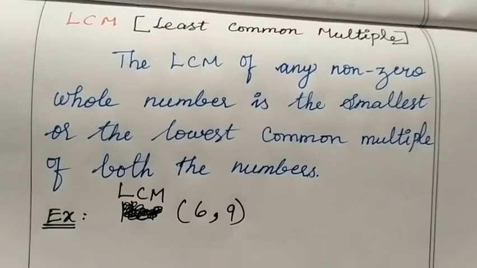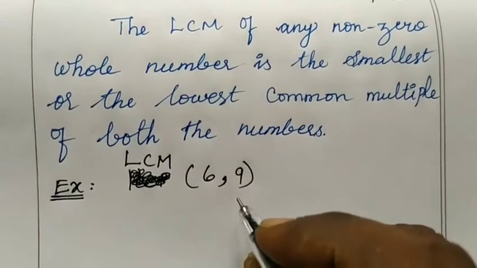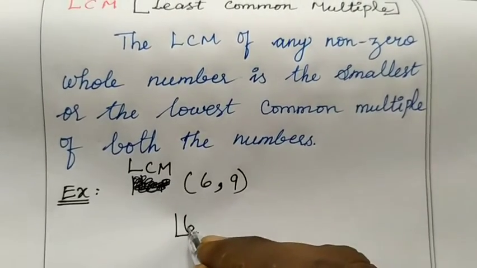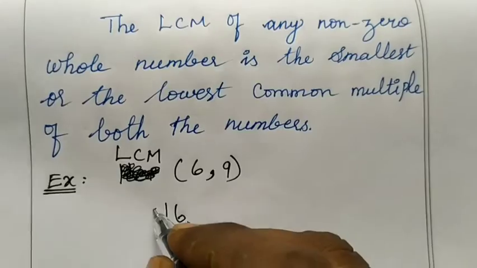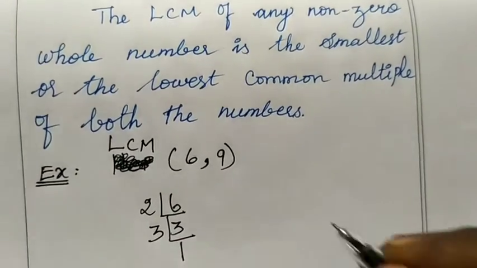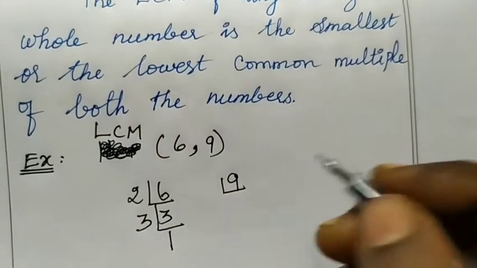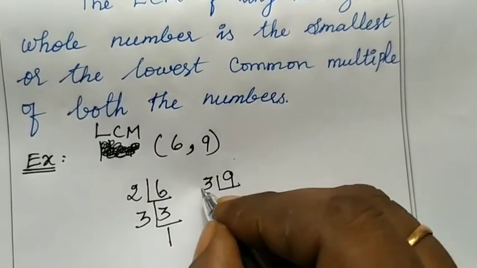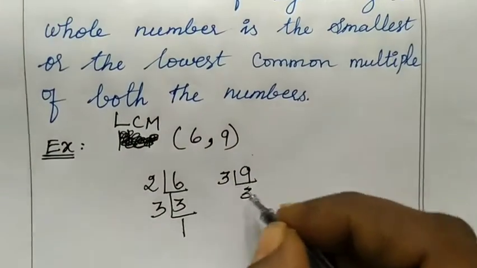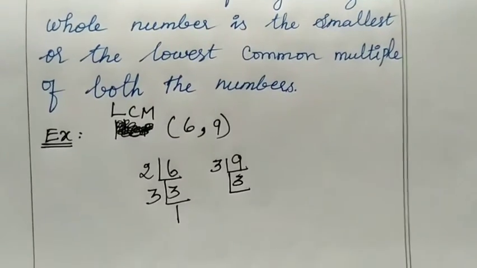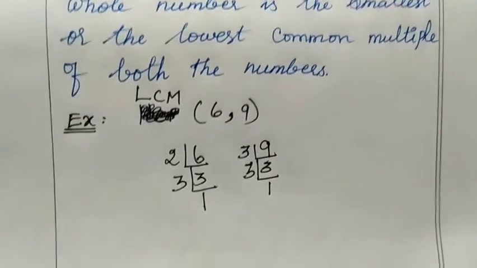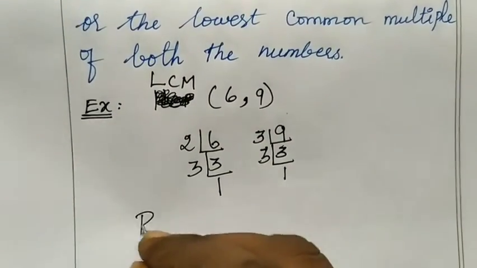For example, see this LCM: 6 comma 9. How can we find the LCM of 6 comma 9? Here also we need to take the numbers. 6 comes in the 2 table, 3 2s are 6. Again we take the 3 table, 1 3 is 3. Next we take the number 9. 9 also comes in the 3 table. How many times? 3 3s are 9. The 3 comes in the 3 table, 1 3 is 3. Next, take and write the prime factorization.